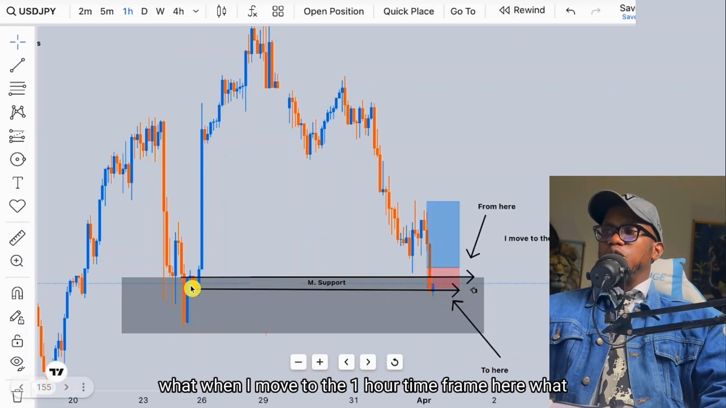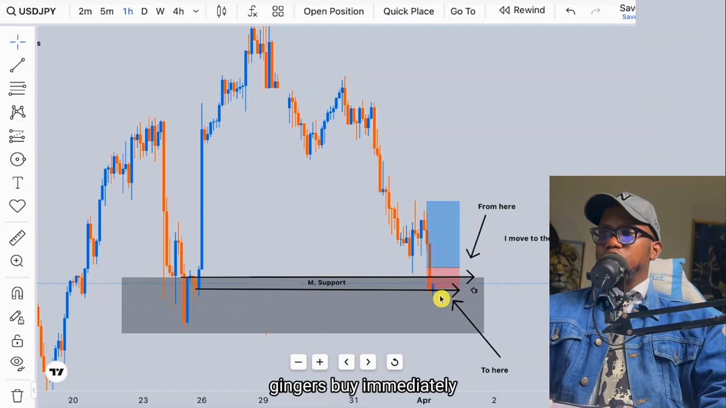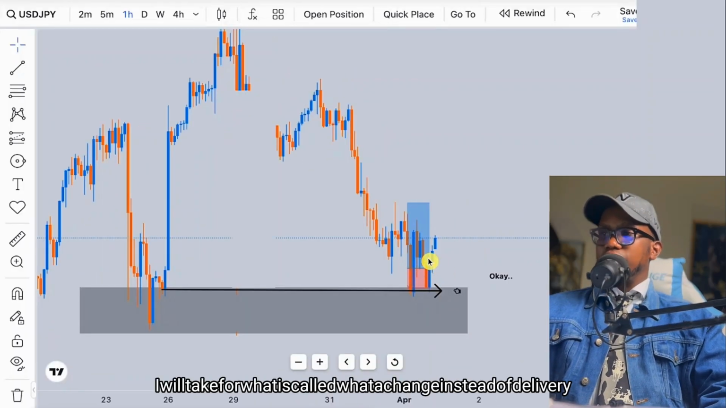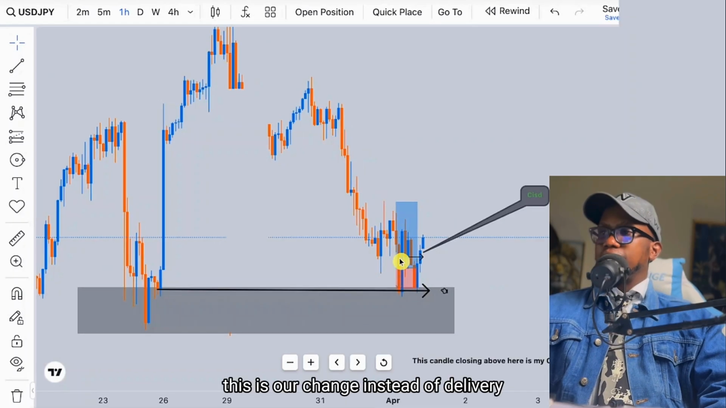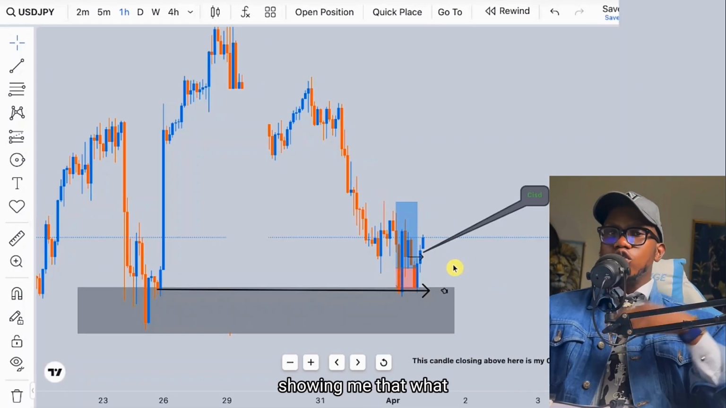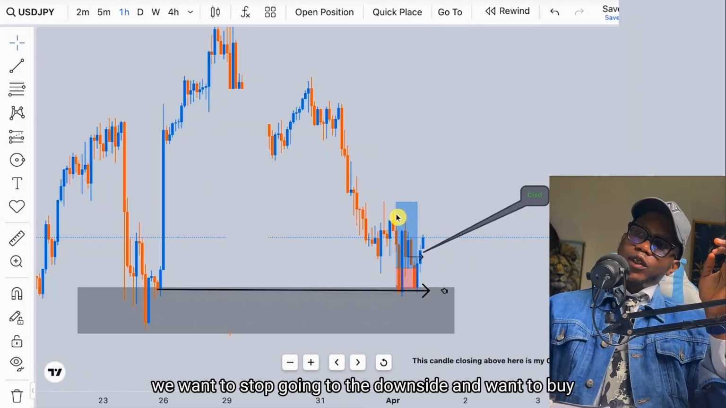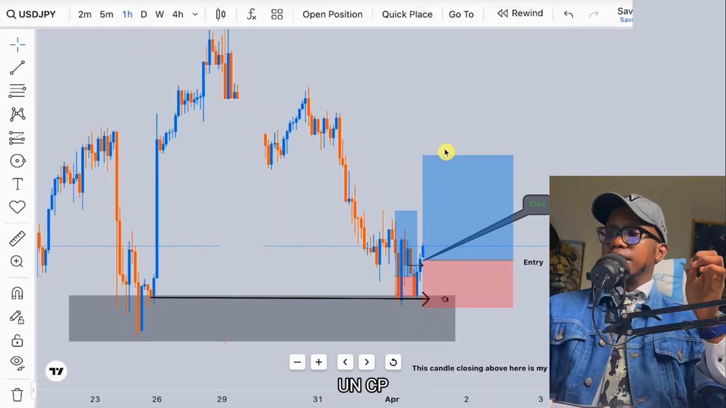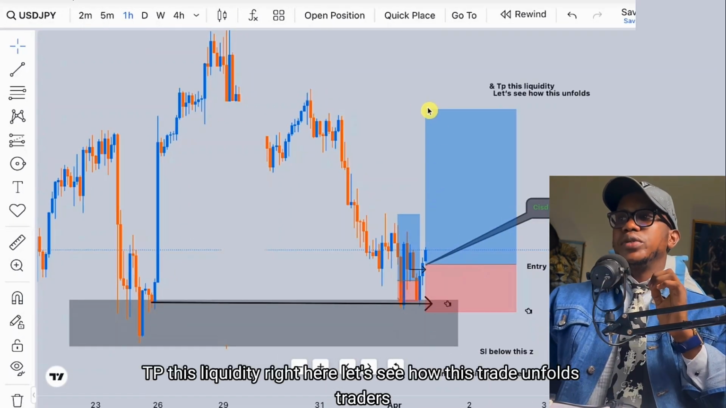When I moved to the 1-hour time frame here, I didn't just buy immediately. I waited for what is called a change in state of delivery. Can you see this is our change in state of delivery, showing me that we want to stop going to the downside and want to buy. This is how I made my entry, stop loss, and TP, this liquidity right here.